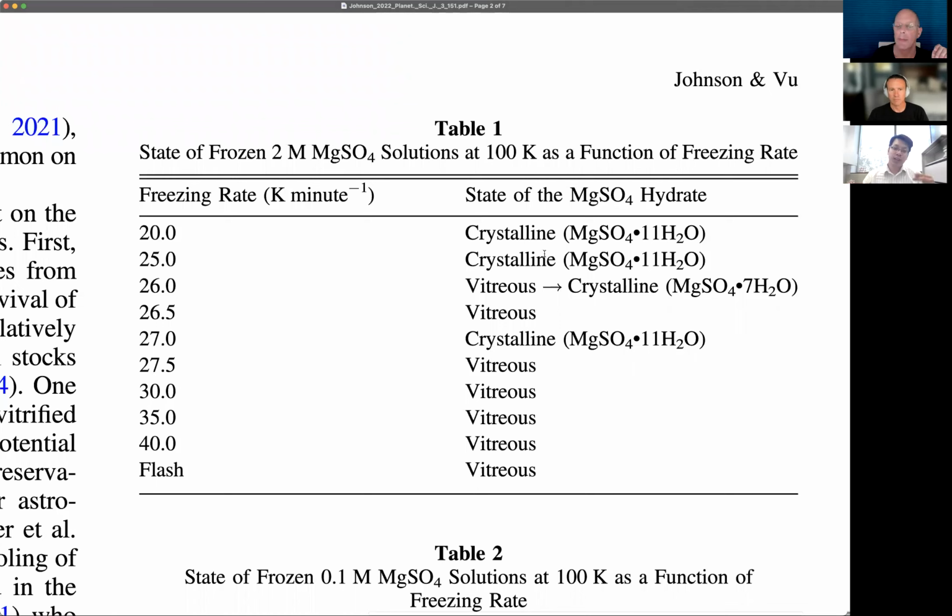You notice that I left out the entire region in between, and that's sort of a gray area. We're going to go into this a bit more.